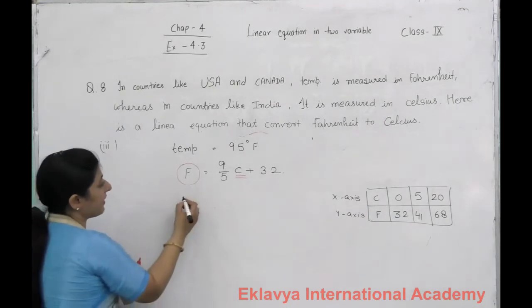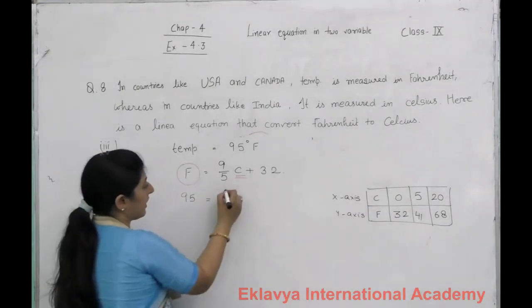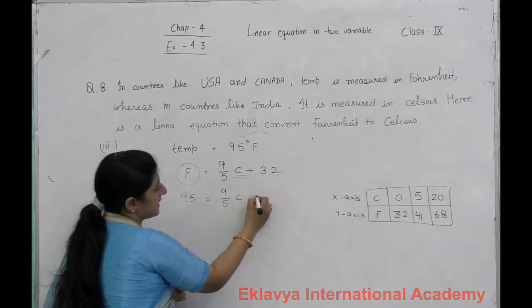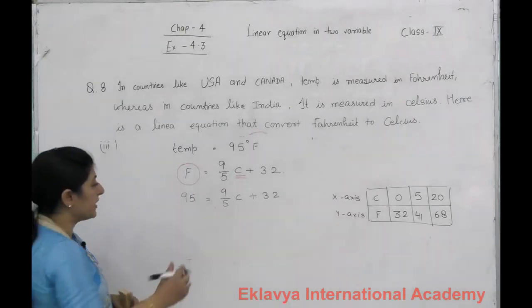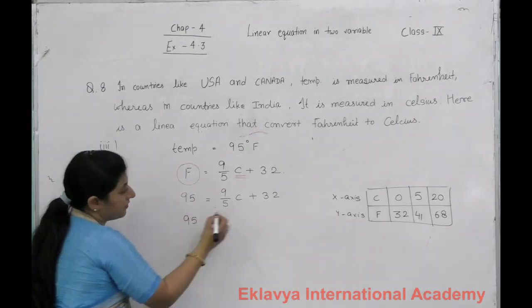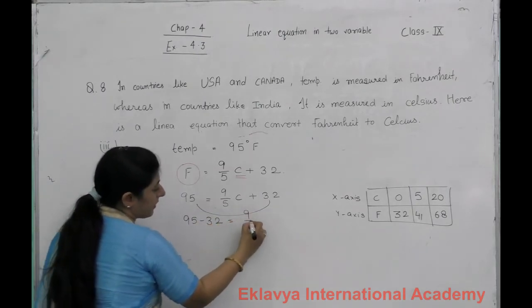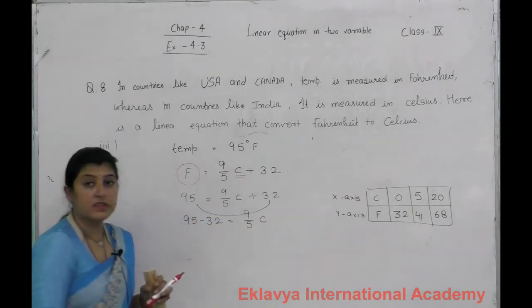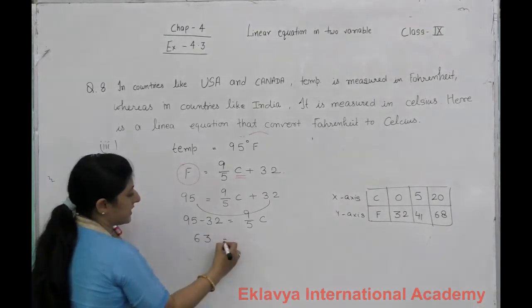Put the value of F, that is 95 is equal to 9 by 5 C plus 32. Now solve it. 95, this one when you shift here, it will become minus 32. 9 by 5 C. 5 minus 2, 3. 9 minus 3, 6.